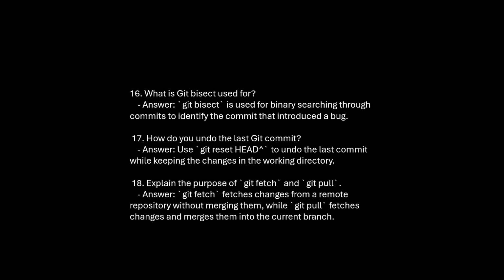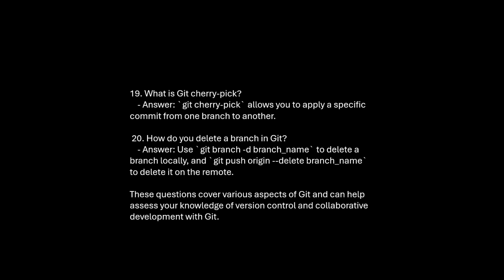Explain the purpose of git fetch and git pull. Git fetch fetches changes from a remote repository without merging them, while git pull fetches changes and merges them into the current branch. What is git cherry-pick? Git cherry-pick allows you to apply a specific commit from one branch to another.